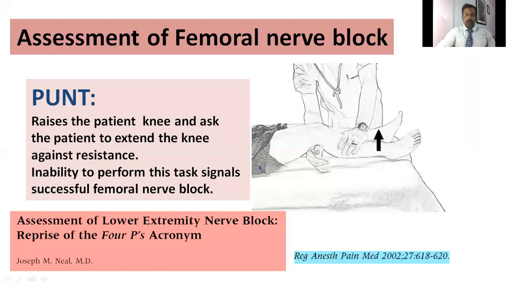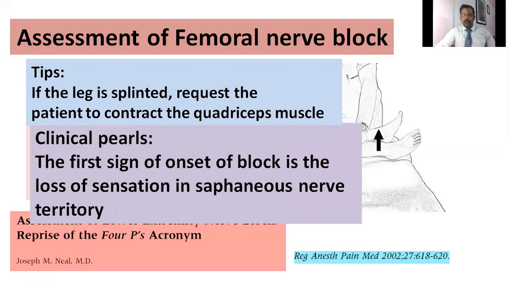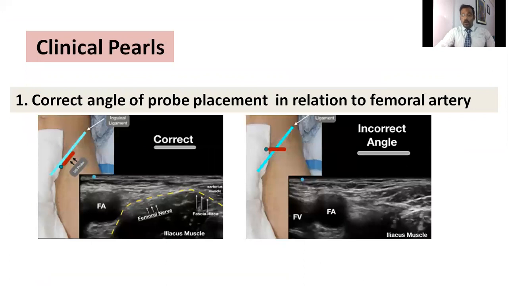Now, how do you assess your femoral nerve block? The 4Ps are the same as for the upper limb. There is a 4P for the lower limb, and that is PUNT. What is PUNT? Raise the patient's knee and ask the patient to extend the knee against resistance. If the patient is not able to do that, it means your femoral nerve has been blocked. But if the patient comes with the leg splinted, request the patient to contract the quadriceps muscle. If he can't, it means your femoral nerve is blocked. The first sign of onset of the femoral nerve block is the loss of sensation in the saphenous nerve territory.